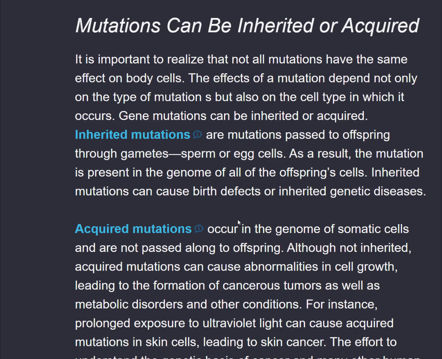Acquired mutations. These occur in the genome of somatic cells and are not passed along to offspring. They can cause abnormalities in cell growth, leading to cancerous tumor formation, metabolic disorders, and other conditions.